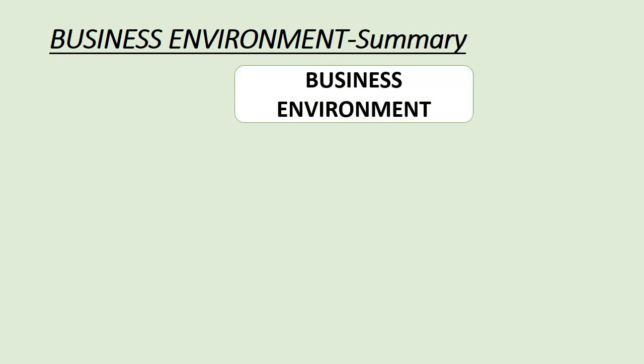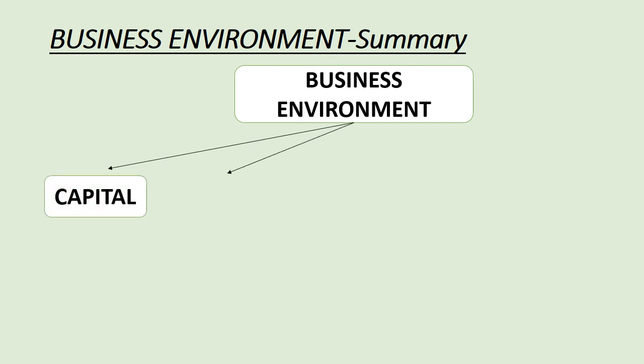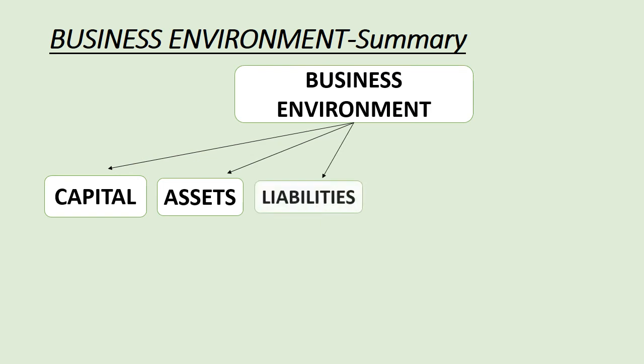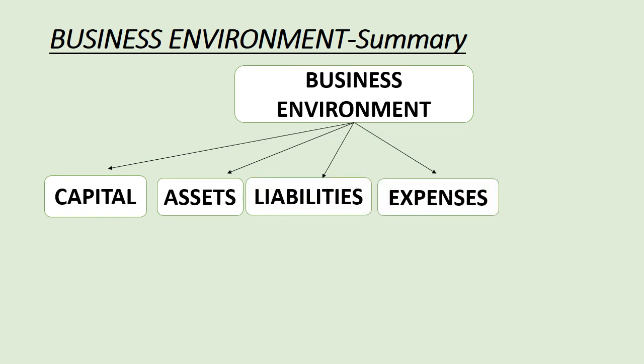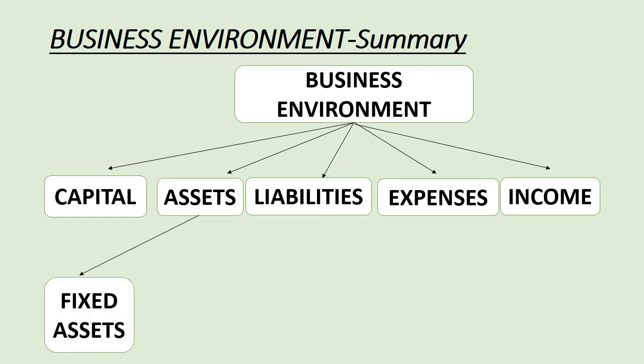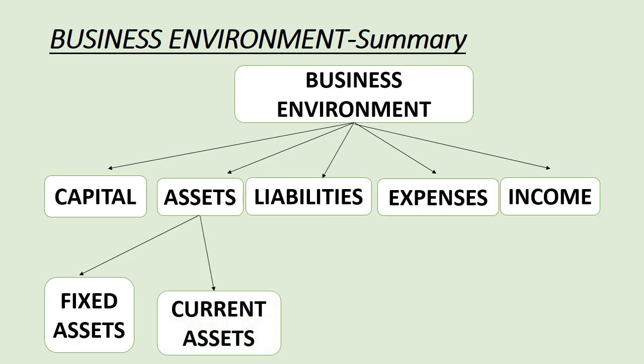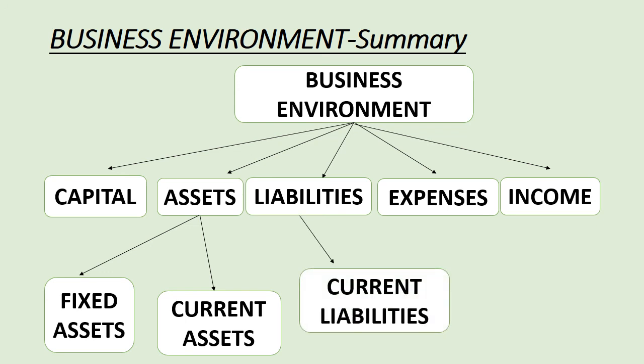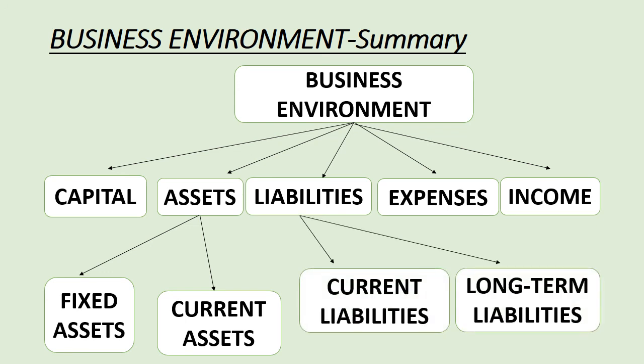In summary, a business environment comprises capital, assets, liabilities, expenses, income. Then assets comprise fixed assets, current assets. Then liabilities comprise current liabilities, long-term liabilities. So this sums up the whole topic of business environment.